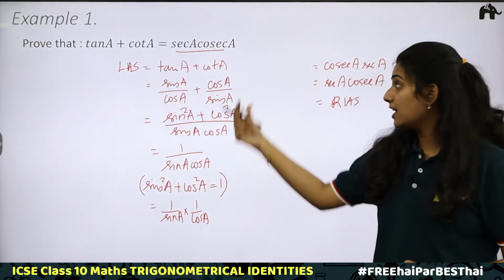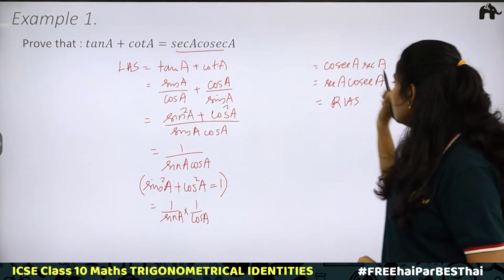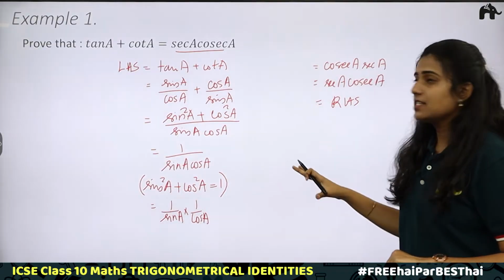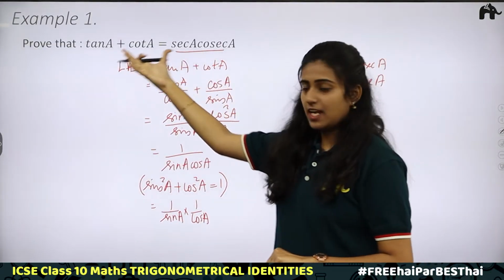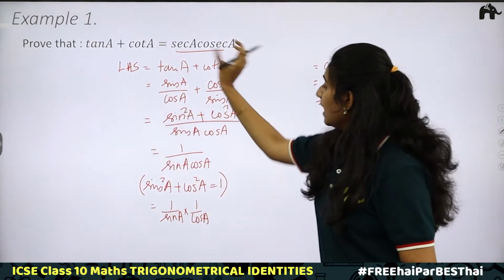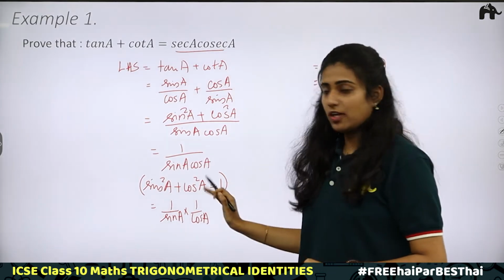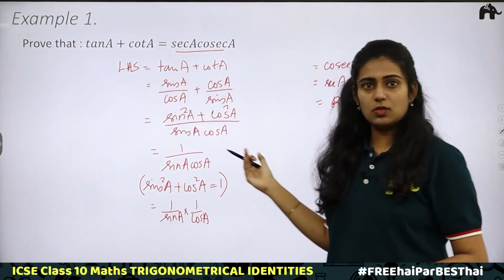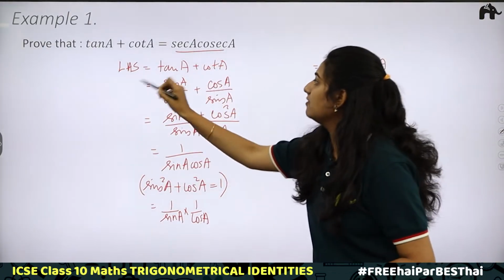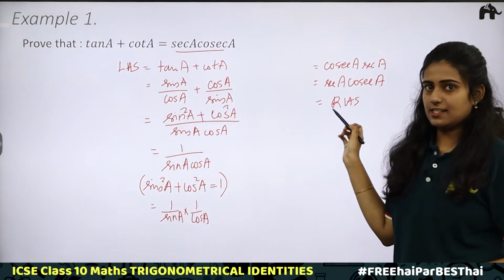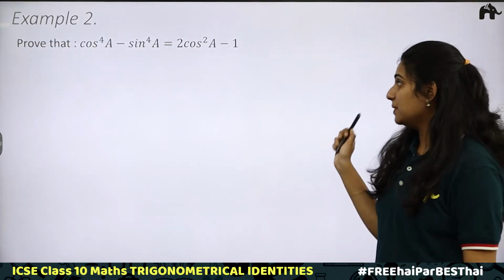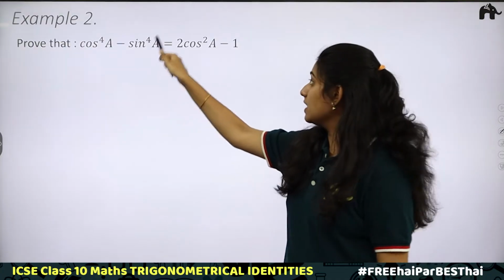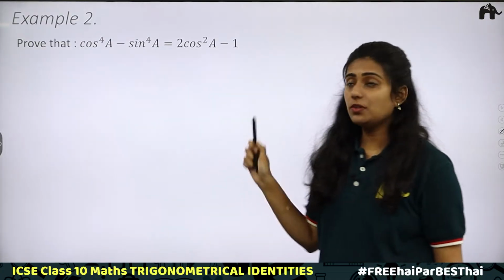We started from the left hand side and reached the right hand side. This is how all the proofs are done. In some questions, we'll just take the left hand side, reach some point, take the right hand side, reach some point, and they both will be equal. Then we can write left hand side is equal to right hand side. Here we started from the left hand side and reached the right hand side. Clear?